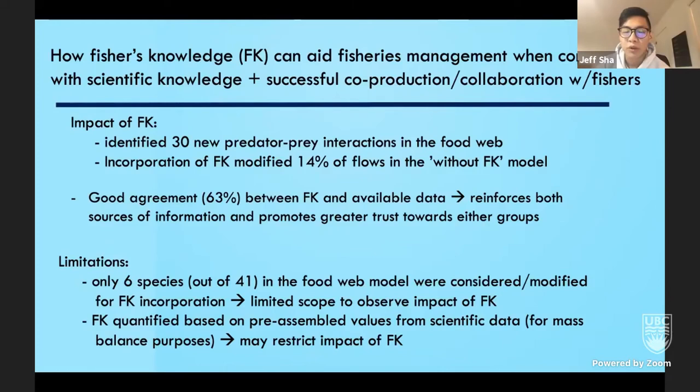So the conclusion of the paper was that fishers' knowledge is useful and detailed and does maintain scientific rigor, but it is severely underused. And the approach that the WK IRIS has taken should be replicated in other areas.